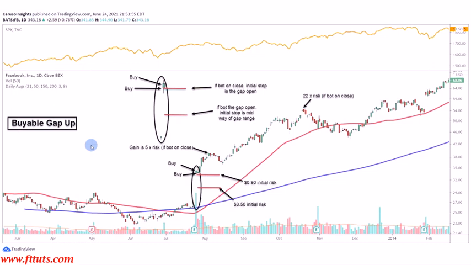So this is how I approach buyable gap ups. I typically like to buy the gap open. And if I do buy the gap open, I'm going to place my stop midway of the range. For example, if this were a $5 gap, I'm going to put my stop $2.50 lower from where I open it. It's a matter of seeing where the open is and calculating the difference. In this case, it was a $7 gap, so $3.50 is the initial risk, which is the midpoint.